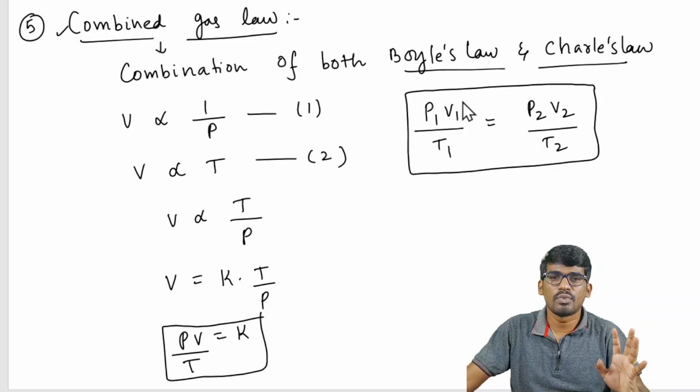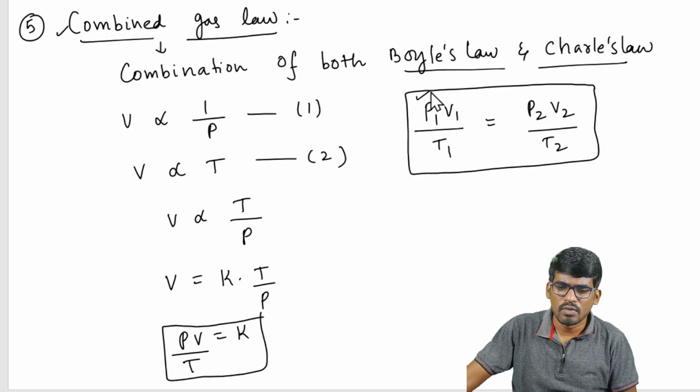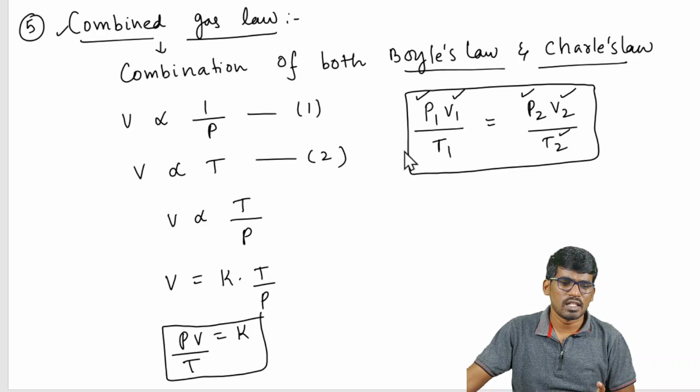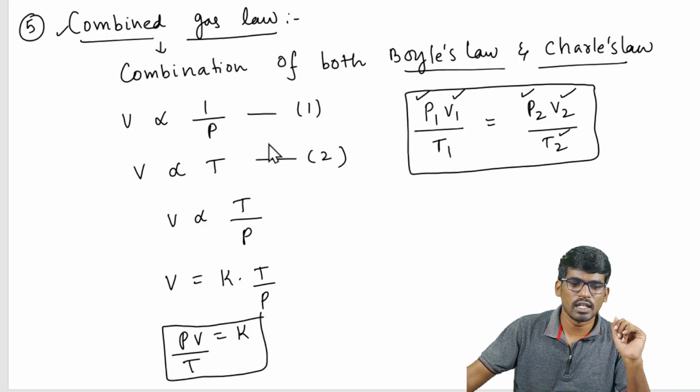Combined gas law is very important. Based on that, we have different numericals. P1 is initial pressure, P2 final pressure, V1 is initial volume, V2 final volume, T1 is initial temperature, T2 is final temperature. So like that, we are done with 5 gas laws: Boyle's law, Charles law, Avogadro's law, Gay-Lussac's law, and the combined gas law.